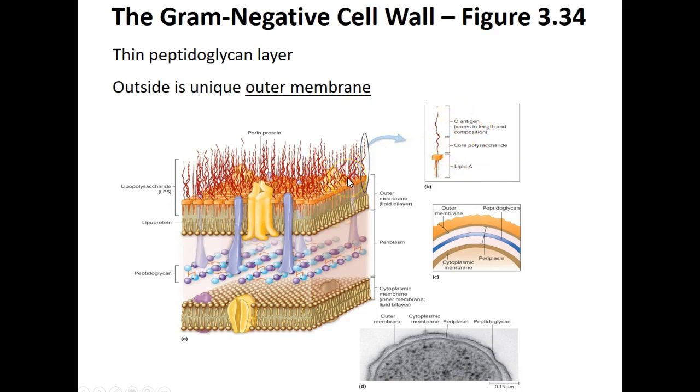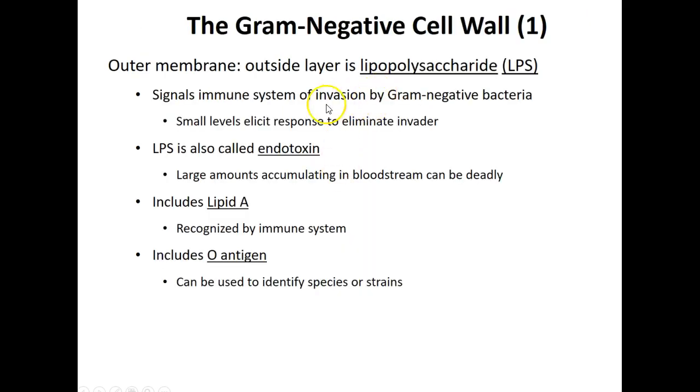These lipopolysaccharides have multiple functions. If you look at it, they can be used as signals for our immune system. The immune system can respond to these lipopolysaccharides when gram-negative bacteria enter the body. Sometimes they function as endotoxins. Endotoxins cause damage to our cells and can ultimately become deadly in certain situations. The lipid A can also be used by the immune system for responsiveness. Then the O antigen is in many cases used to identify specific species.